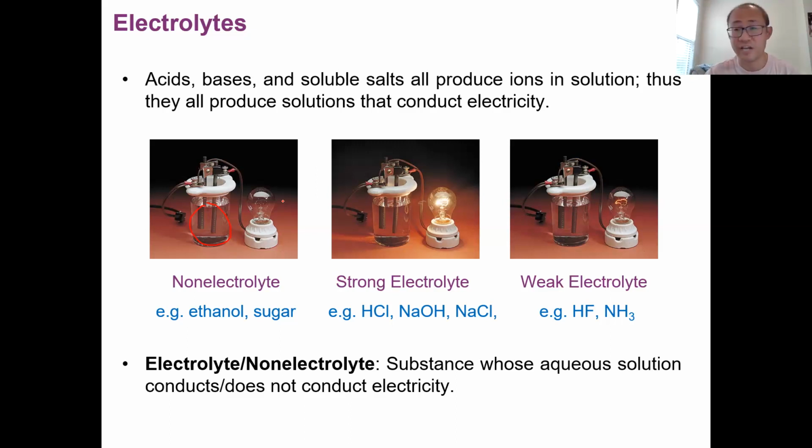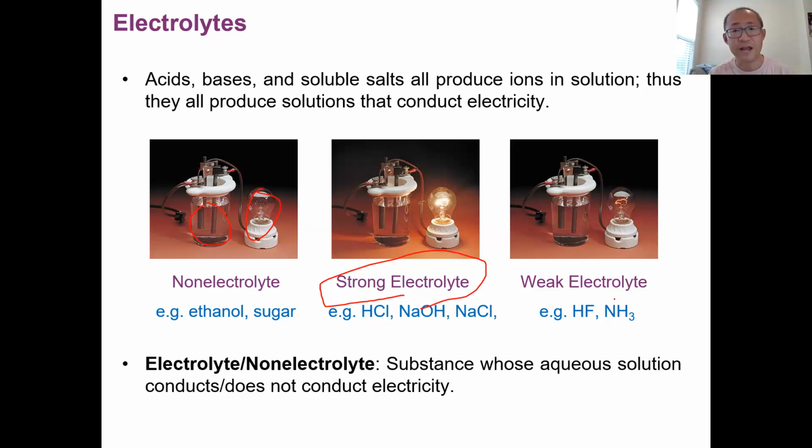If the compound does not conduct electricity, like ethanol, like sugar, your light bulb will not light up. We call these compounds non-electrolytes. But if your compound conducts electricity, you see the light bulb light up very brightly. We call those compounds strong electrolytes. And of course, if your light bulb is very dim, only minorly lighted up, we call those compounds weak electrolytes, meaning they still conduct electricity, but it's very weak. So that's the basic definition of electrolytes, how they were first defined.